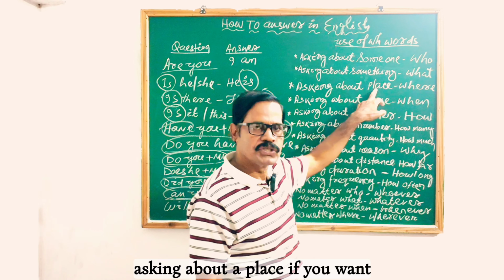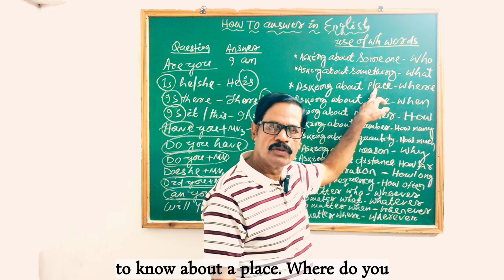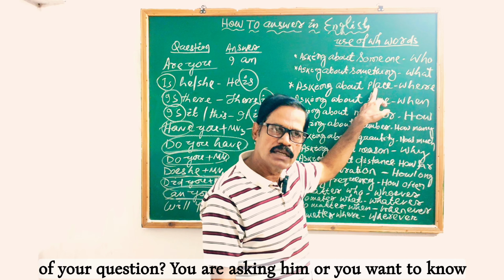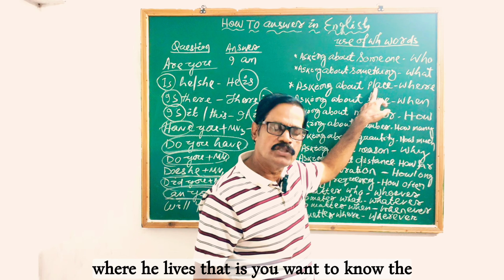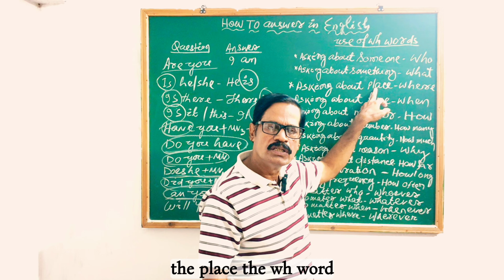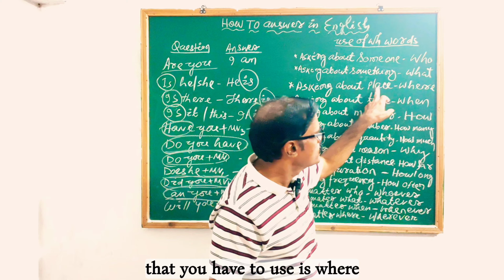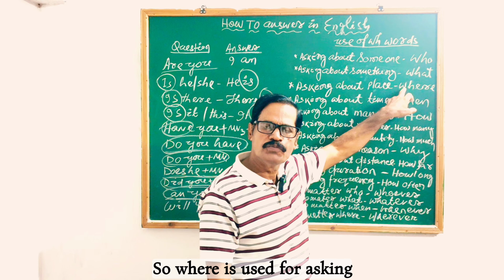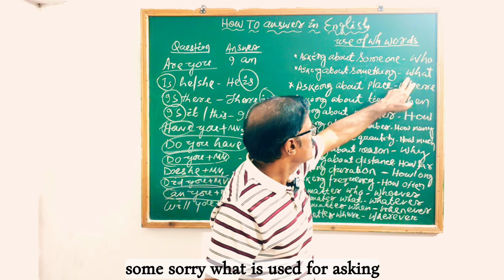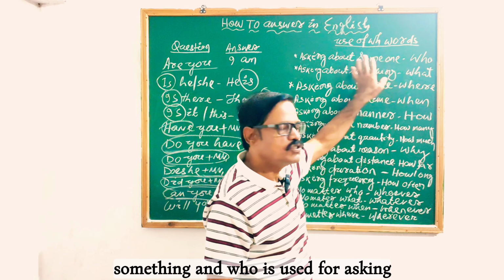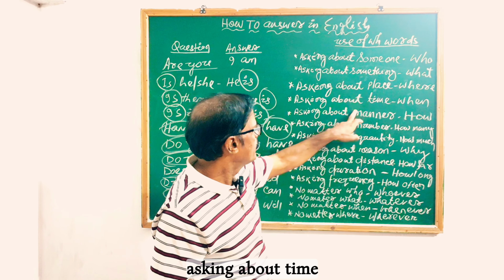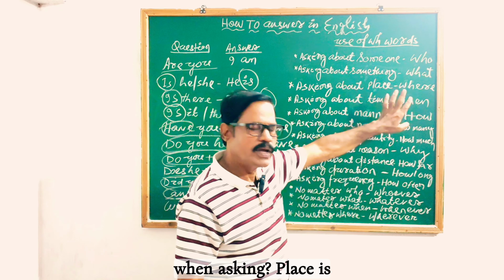Asking about a place. If you want to know about a place: where do you live? What is the purpose of your question? You want to know where he lives. That is, you want to know the place where he is living. So if you want to know the place, the WH word that you have to use is where. So where is used for asking about a place, what is used for asking about something, and who is used for asking about someone. Then asking about time: when.